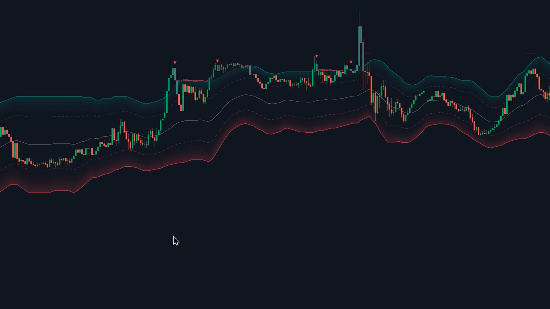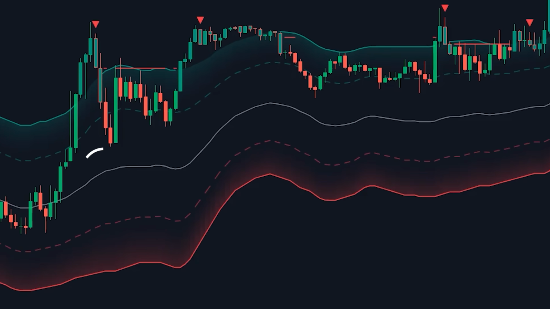Now, there is one fundamental question that I need answered, which is, what are these horizontal levels that we see right here?